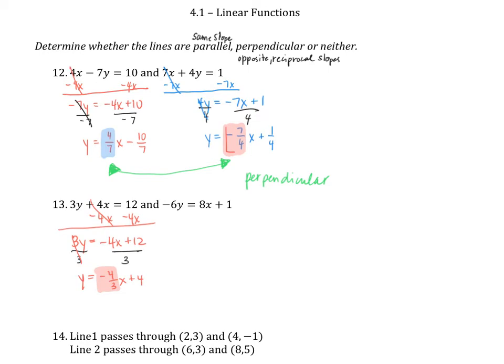And now we want to do the second one, so we're going to divide by -6. So we get y is equal to 8 over 6, which will reduce, so -4/3 x minus 1/6. So here the slope is -4/3. And if we compare the two, we see that they are exactly the same. Same sign, same fraction. So these lines will be parallel.